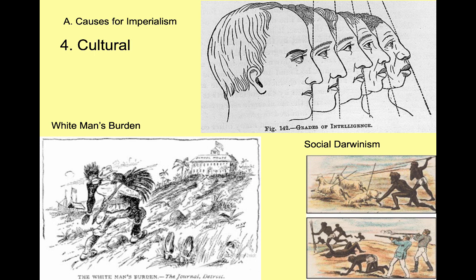We need to bring them to the right religion, Christianity. We need to bring them to the right way of thinking in the Enlightenment. We need to bring them to modern education and science, and all the other traditional cultures in the region, well, that's just not very advanced. And so it's our burden to do that. So here we see some cultural justifications for going out and conquering.